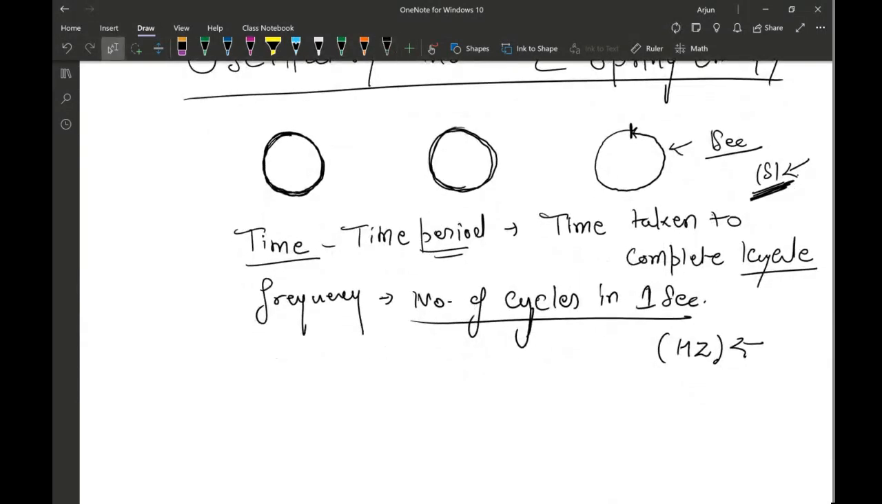Now, number of cycles in 1 second. So if I start from here, it can take maybe more than 1 second. It can take 2 seconds, or maybe it can take half a second also. So frequency means the number of cycles the object will complete in 1 second. For example, if I use the term frequency is 5 hertz, it means the object has covered 5 cycles in 1 second.